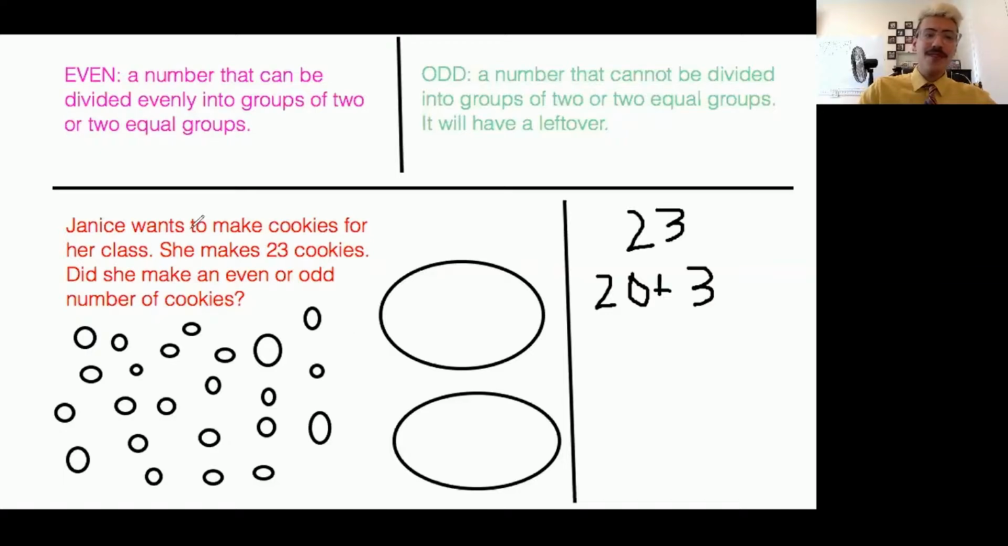Janice wants to make cookies for her class. She makes 23 cookies. Does she make an even or odd number of cookies? So now you can pause with your scholar and figure it out yourself. And then on the next page, you'll see what I did.